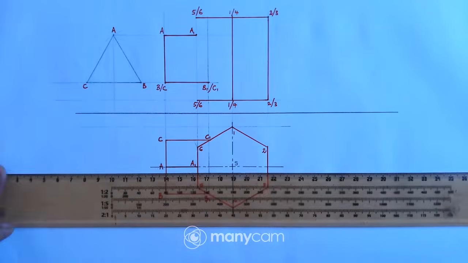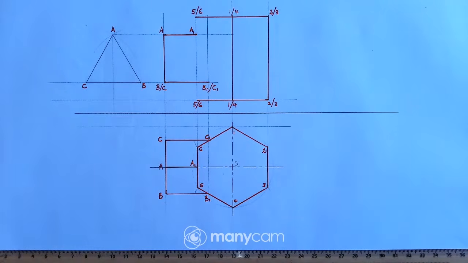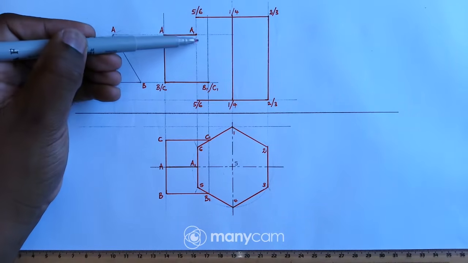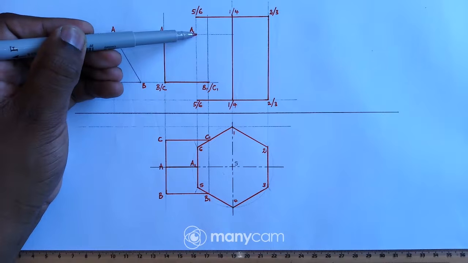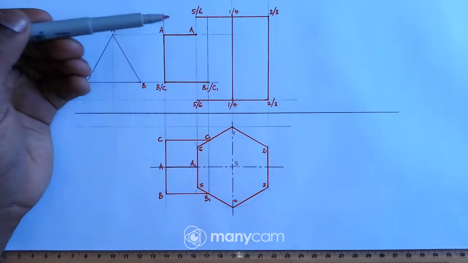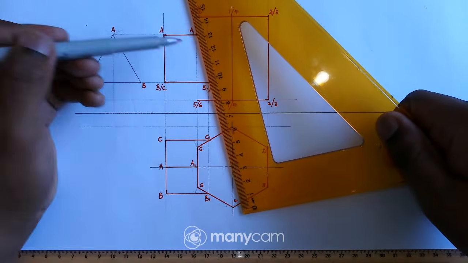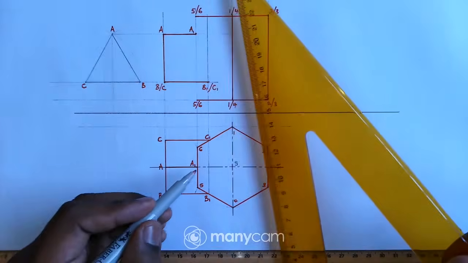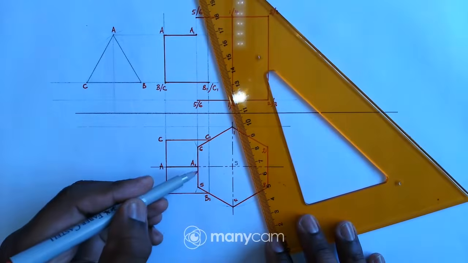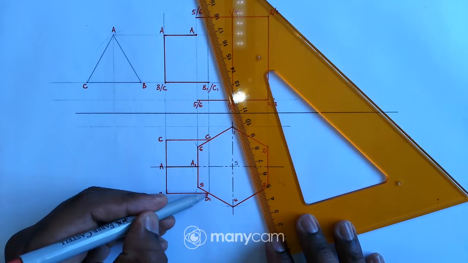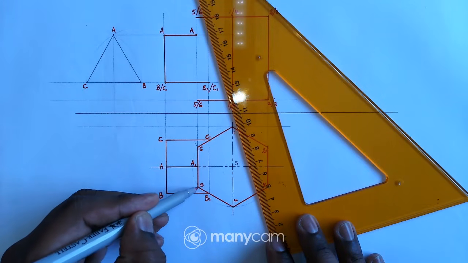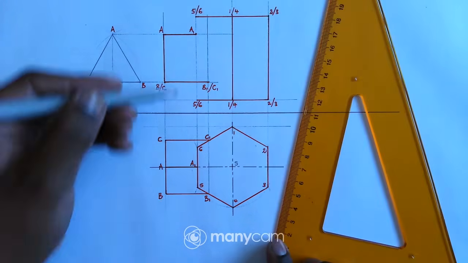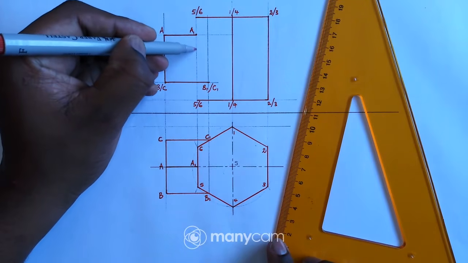Okay, and then if you check from A1 to B1, we can't just connect these 2 points by drawing a straight line. We can't do that. Why? Because if you check from the top view, we don't have a straight line from A1 to B1, right? So we have this edge, right? So that means we must have a point somewhere here on this line.